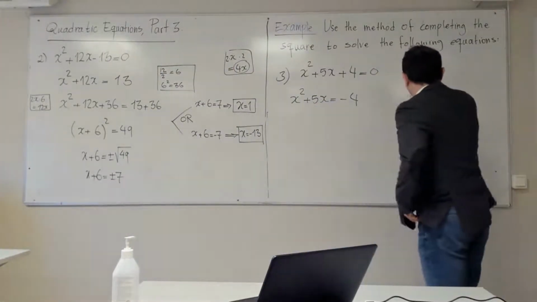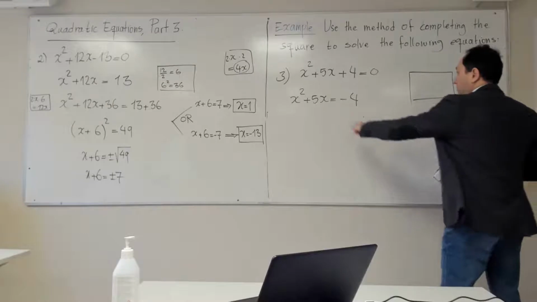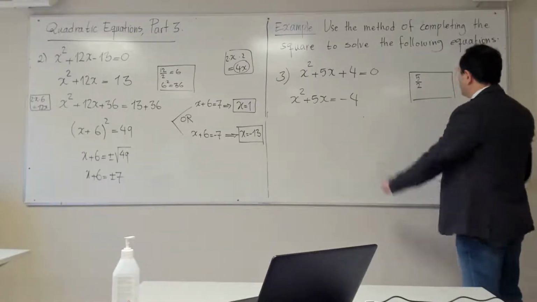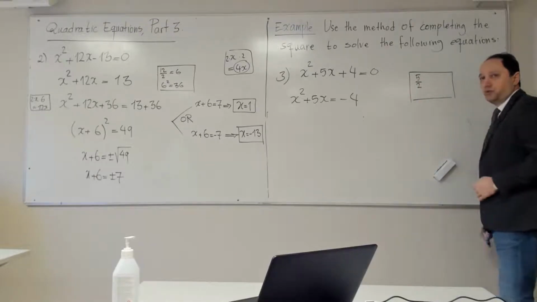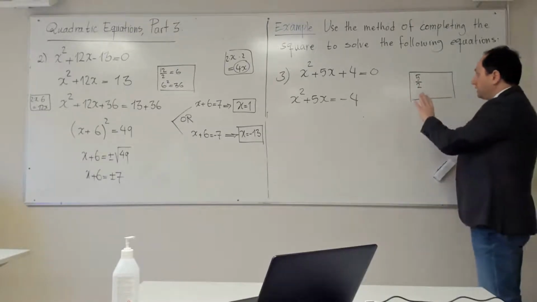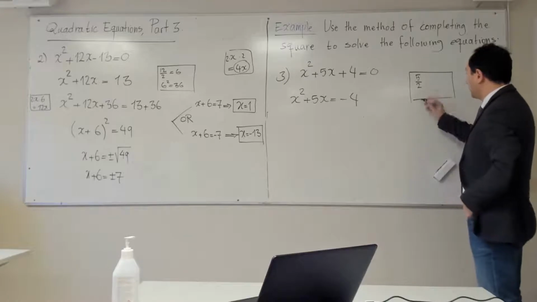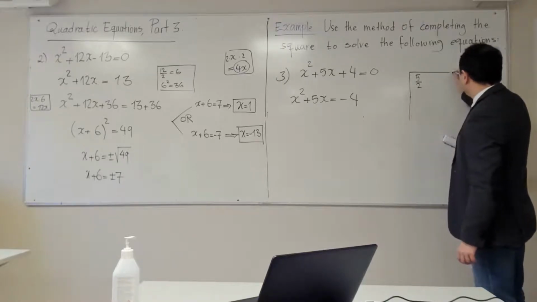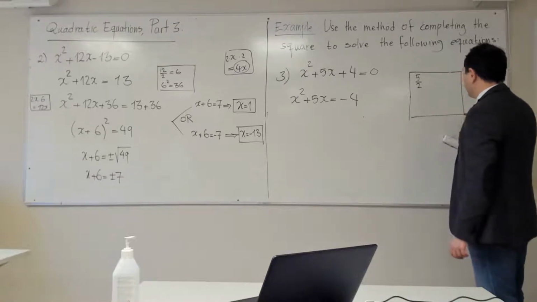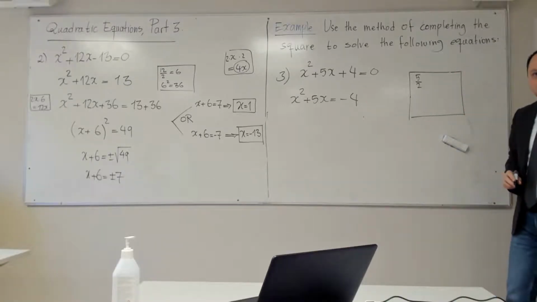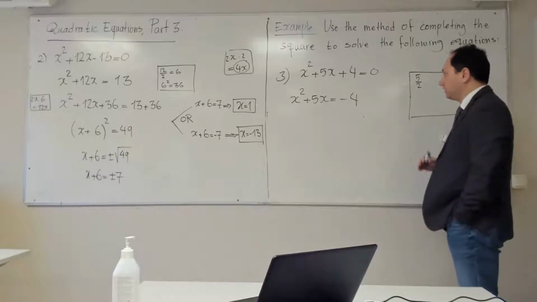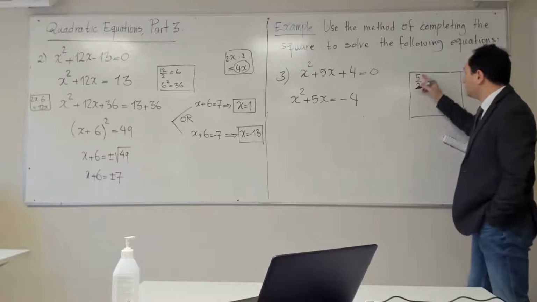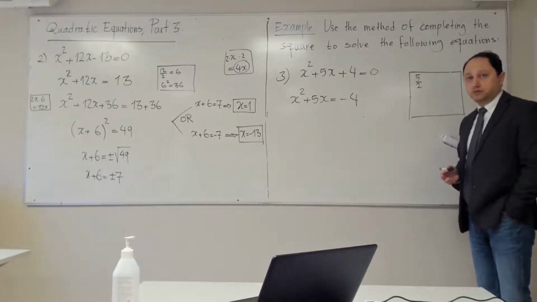The trick is you go to scratch paper, you divide the middle number by 2. But you see, 5 divided by 2 is 2.5. Learn to work with fractions. In this case, it is not actually wrong to write 2.5, but I want to encourage you to learn how to work with fractions. So I divide the middle number by 2, it becomes 5 over 2.